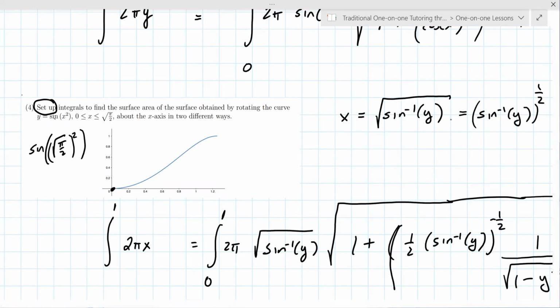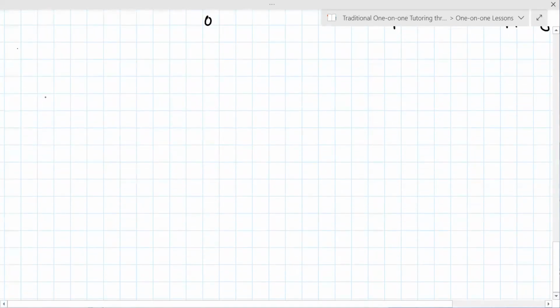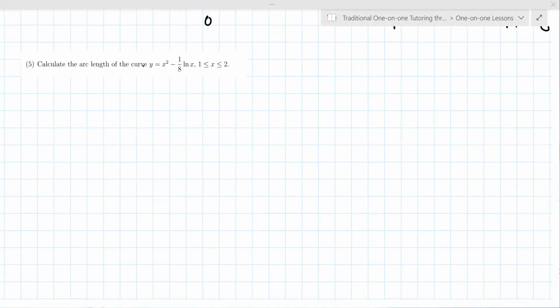All right. Go back to your guide here. Okay, arc length. So here's another formula for arc length. All right, calculate the arc length of the curve. Again, this is just another one of those things you've got to go and look for.